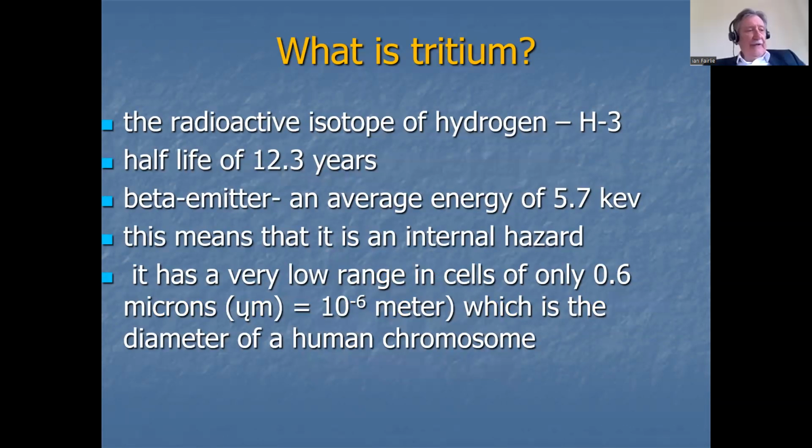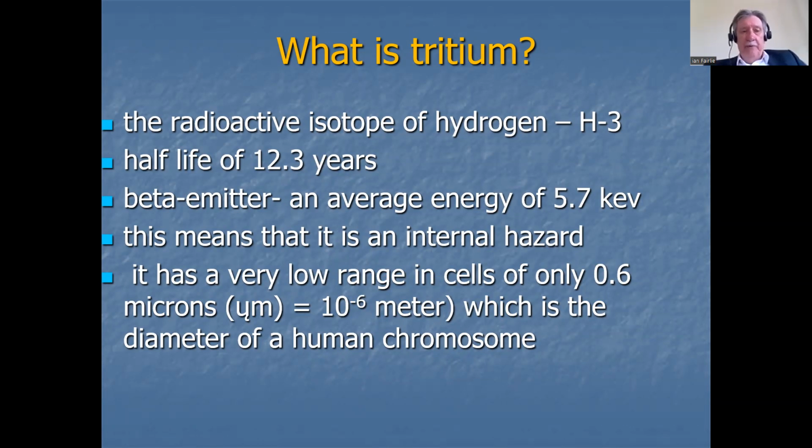So the first thing is, well, what is tritium? Tritium is the radioactive isotope of hydrogen, H3. It's the lightest element there is, and that causes a lot of its unusual properties. But going on here, it's radioactive. It's got a half-life of 12.3 years, which is quite long, relatively speaking.